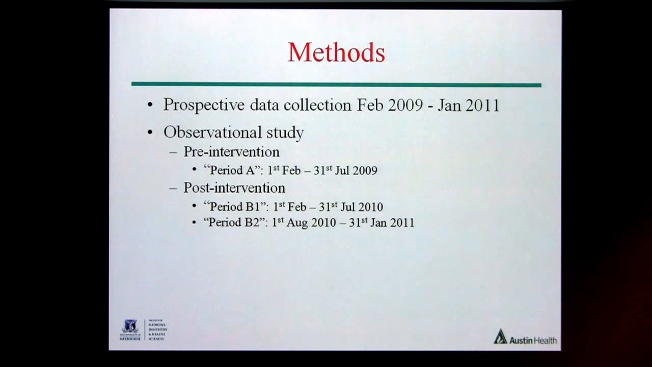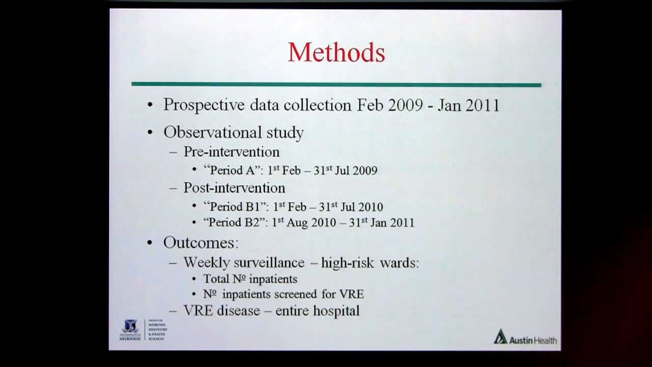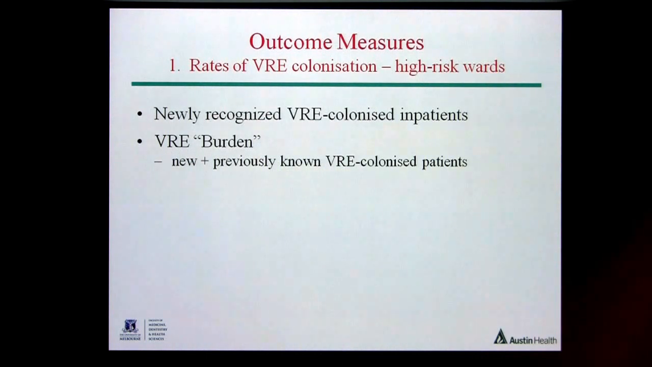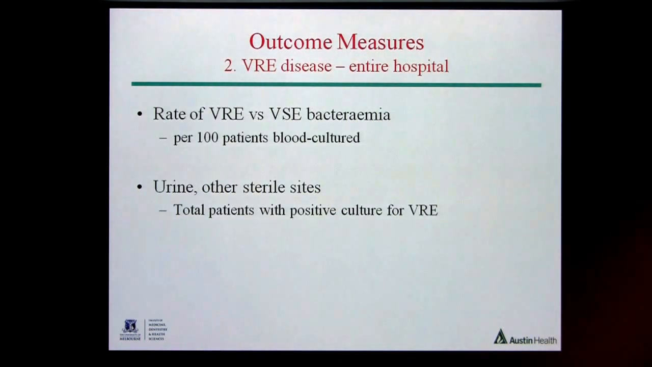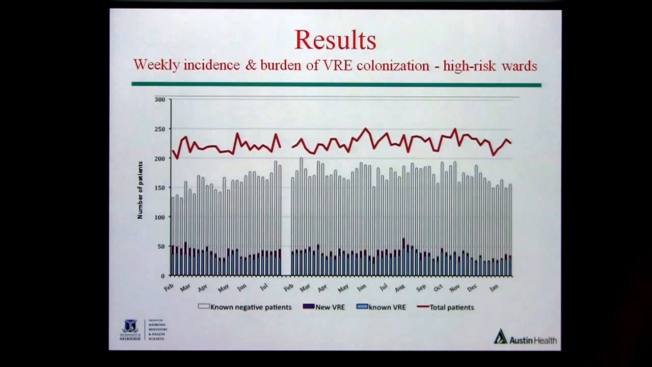Before and after the intervention, we had an intervention period prospectively from February 2009 through January 2011, and I'll just skip through this briefly. So we looked at newly acquired VRE colonisation as well as the burden, that is, old, previously colonised plus new colonised. We looked at colonisation rates at the time of admission, where patients were coming in with it, and then we calculated these things, and then we looked at disease in terms of bacteremia.